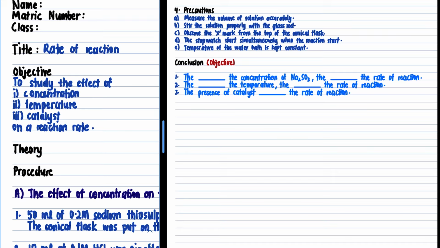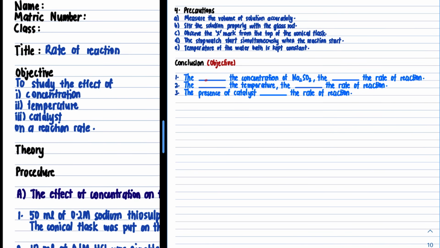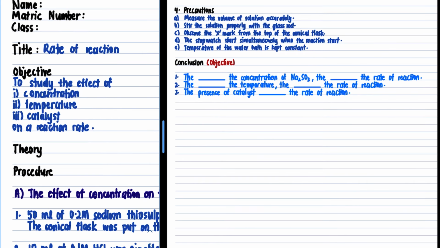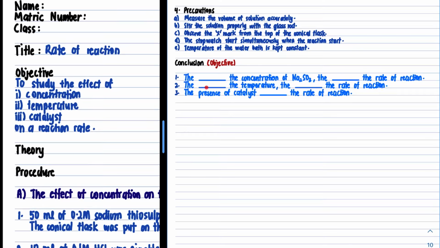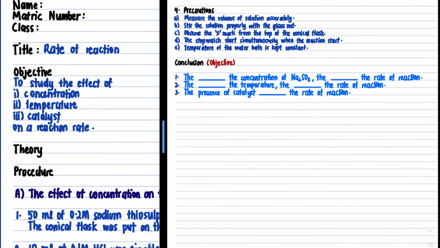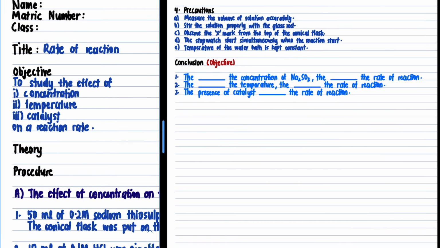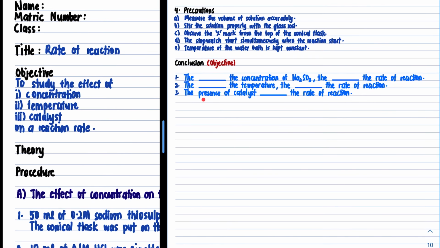When we want to see the relationship between concentration and the reaction rate, I'm just going to write down here: the higher the concentration of our sodium thiosulfate, what will happen to the rate of reaction? That is for the concentration. Next for the temperature, it's up to you whether you want to write the higher or the lower the temperature, what will happen to the rate of reaction? That is the second objective. And the last one is the presence of catalyst. What will happen to the reaction rate? You have to write down whether it will increase or decrease.